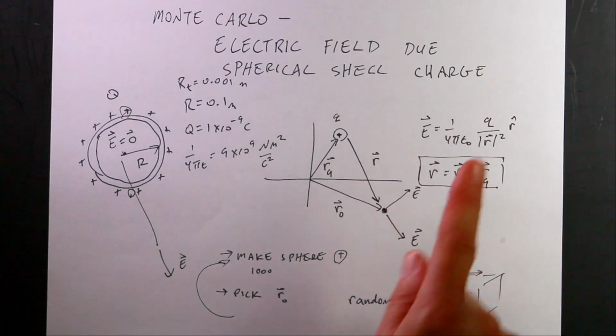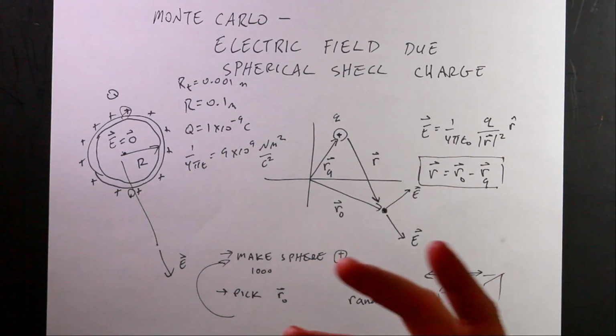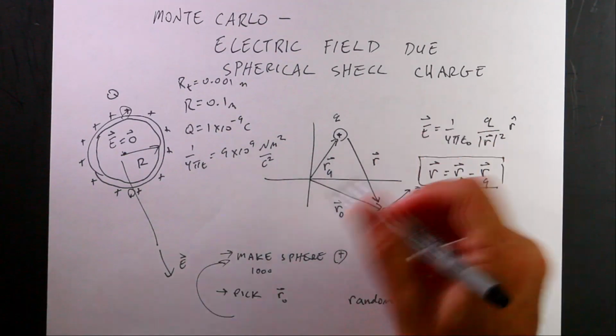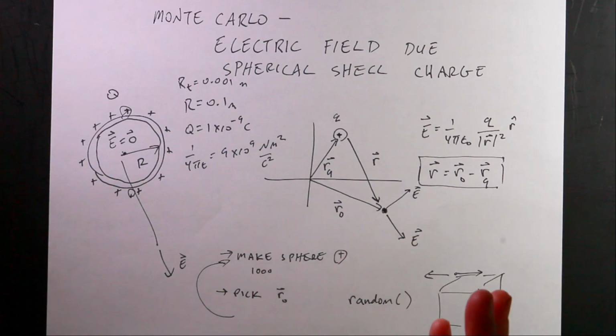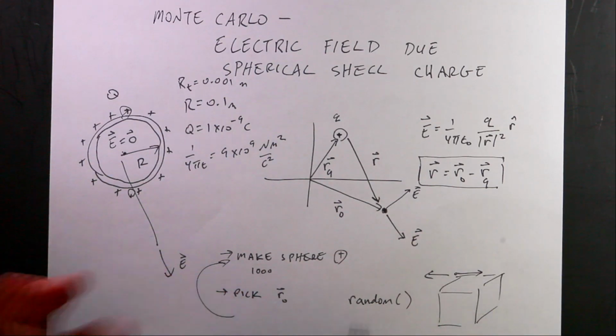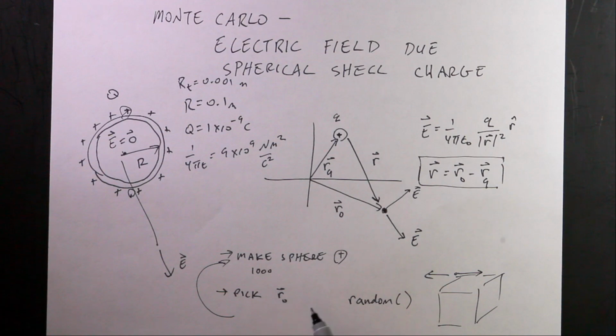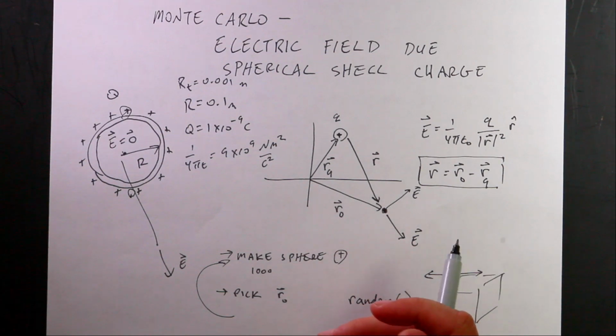So that's how I'd find the electric field due to 2 charges. If I have 3 charges, I would just do this again and again. I just find all the electric fields, and then I add them all up, and that's my total. And that's what I'm going to do. And so let's say I want to do 1,000 points.